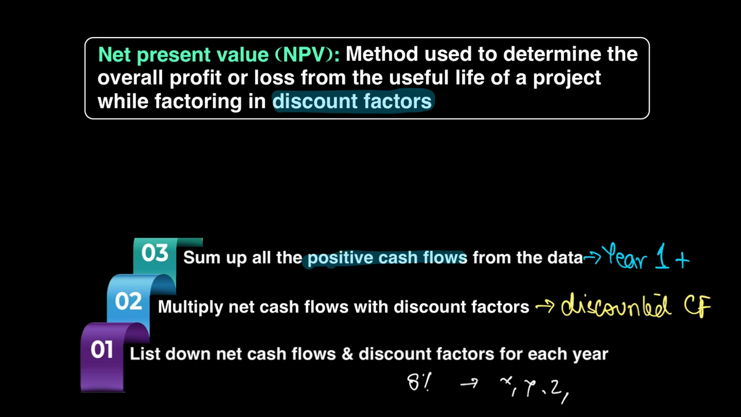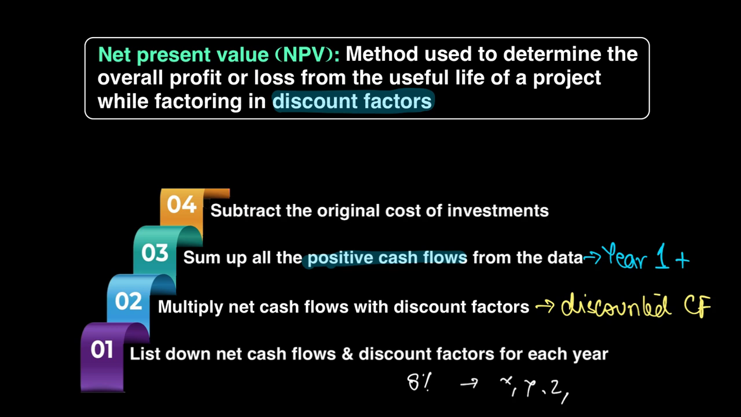Then it takes us to step number 4, which is the final step in this process. Whatever the number is at the end of step 3, you take this number and you subtract the original cost of investment. So if this was 2 million and the original cost was 0.5 million, then you subtract to get a number of 1.5. Once you're done with all of that, that figure is your net present value, your NPV.